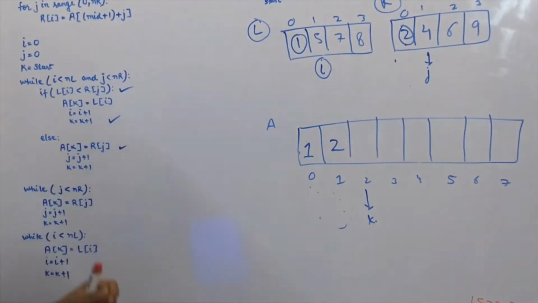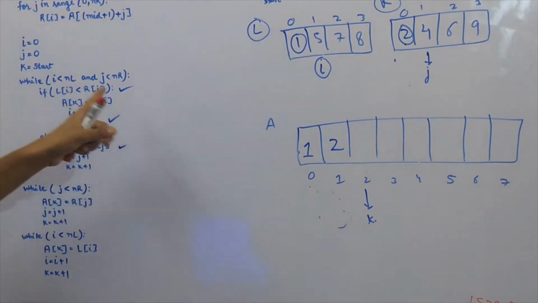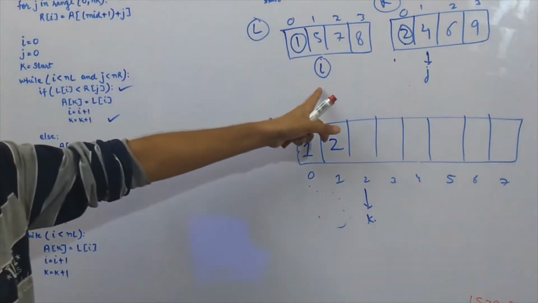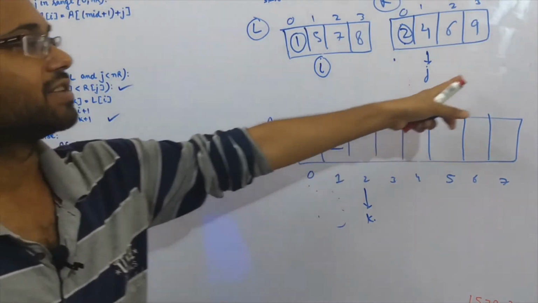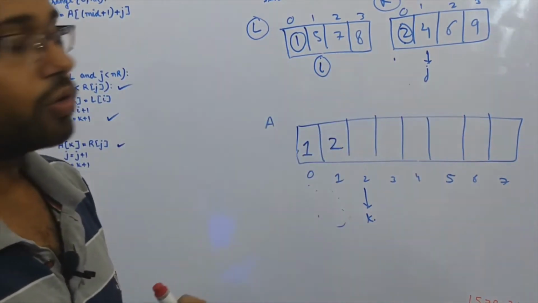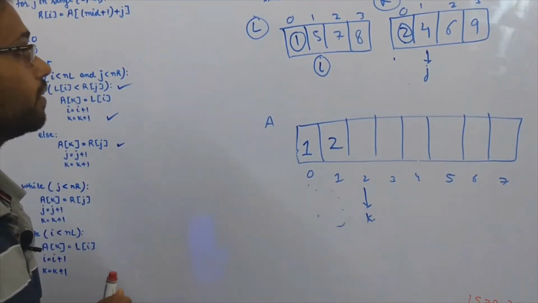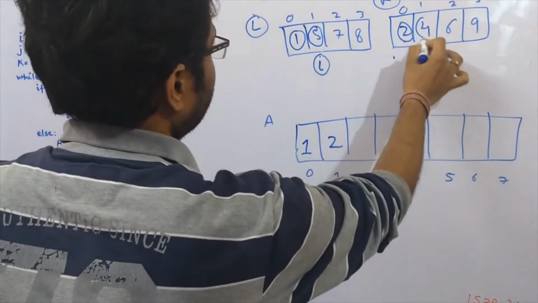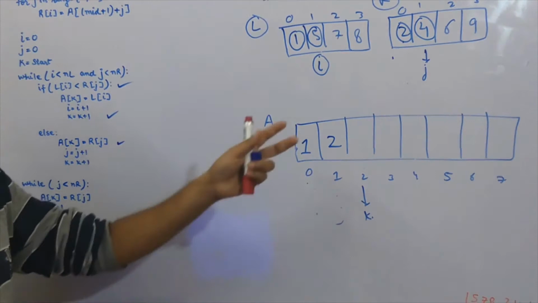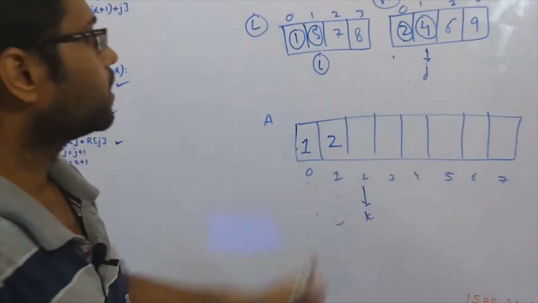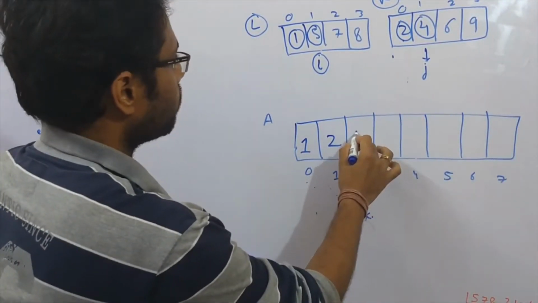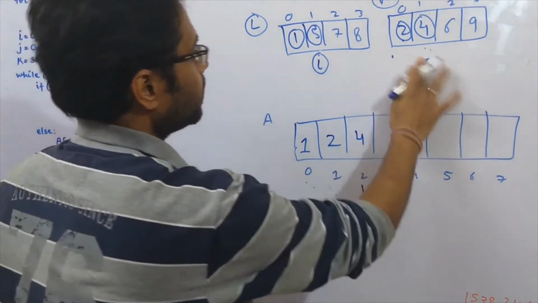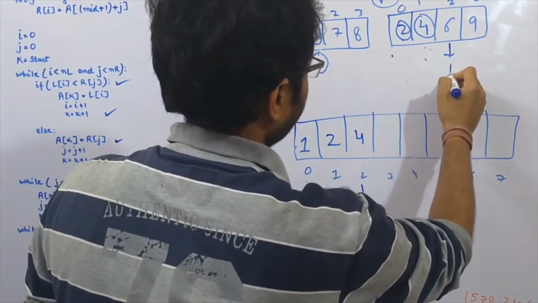Now the while loop will again check whether i is less than the size of the array and j is less than the size of the array, which is true in our case. So again we will compare 5 with 4. Which one is lesser? We will just copy that part into the array. So 4 will be copied here, and j will be incremented and k will be incremented.